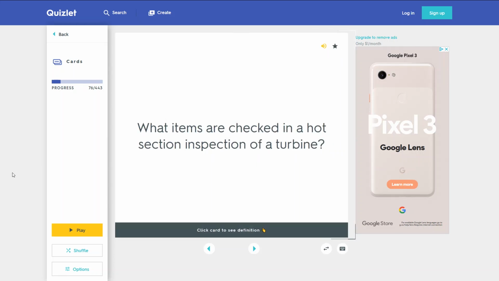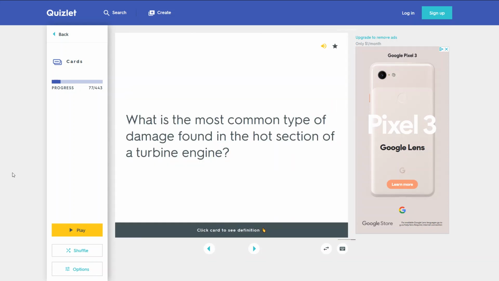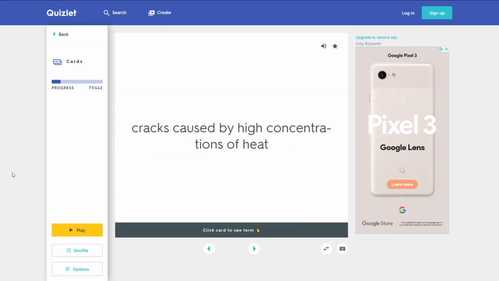What items are checked in a hot section inspection of a turbine? The combustion chamber is checked for cracks or distortion. The turbine wheel, the turbine case, and the exhaust section are checked for cracks, indications of overheating, and any indications of warpage, erosion, or burning. What is the most common type of damage found in the hot section of a turbine engine? Cracks caused by high concentrations of heat.